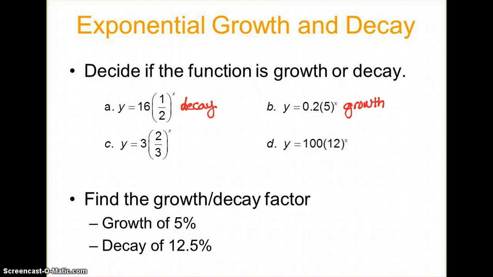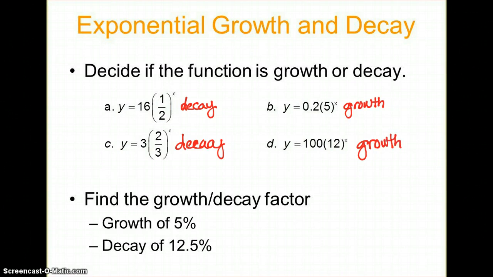Then the next one, we'll just finish up these two real quick here. This one, you have 2/3. 2/3 is a value between 0 and 1, so that also shows decay. And then finally, the last example I have here, without graphing this, I can tell that this is growth because my b value is a positive 12.